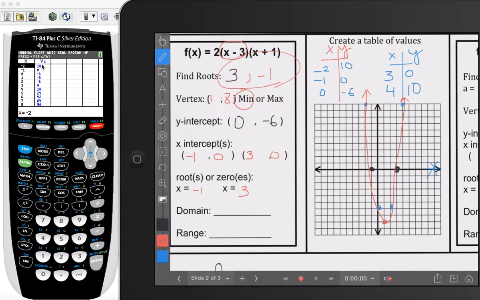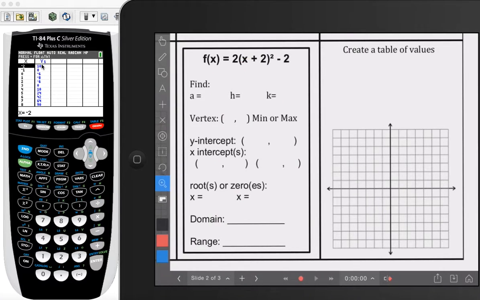Now the domain is -infinity to infinity, since this graph continues on forever on the left and the right. The range starts from the bottom, from the lowest point, from the vertex, the y of the vertex, all the way to plus infinity. And that's our second example. Now take some time and do the third problem.